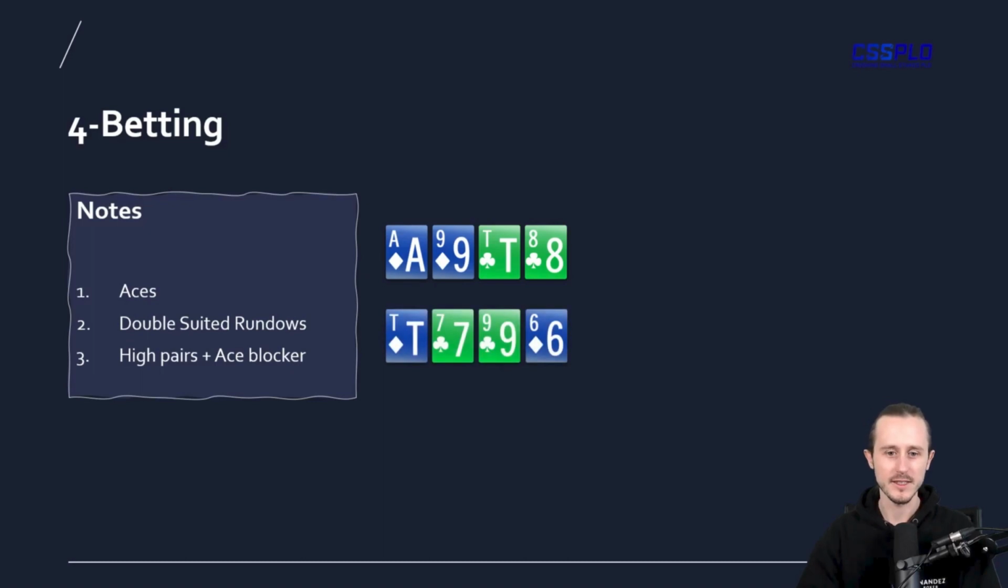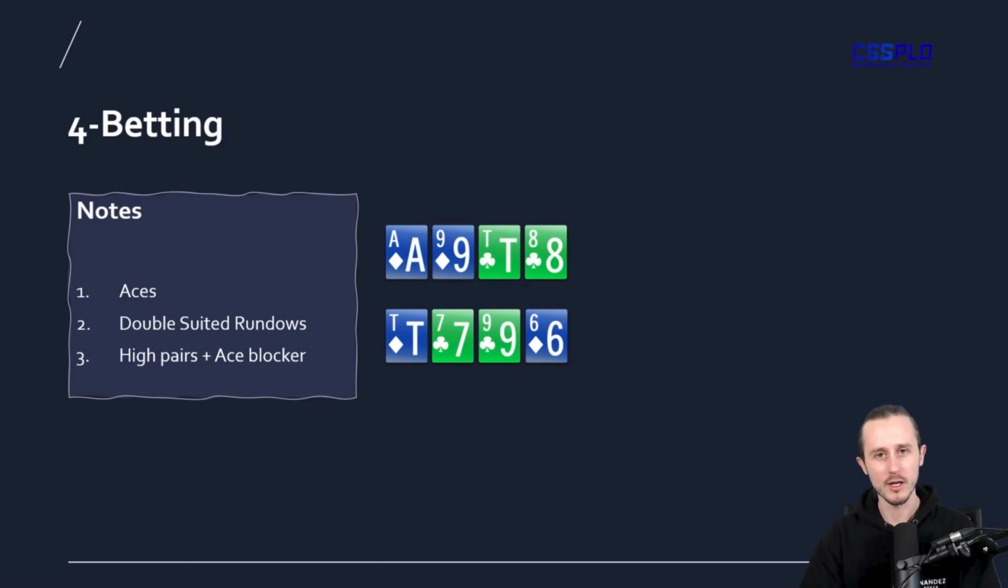Another candidate is 10-9-7-6 double suited. Now this hand is also an interesting one. Double suited rundowns that are not perfectly connected but have like 1 or 2 gaps and that are somewhat medium high. So we look here often at Jack, 10, and sometimes 9 high rundowns with like 1 gap in there, sometimes 2. These hands are capable of 4-bet bluffing.